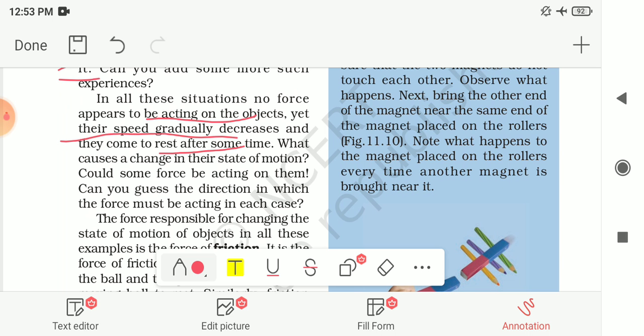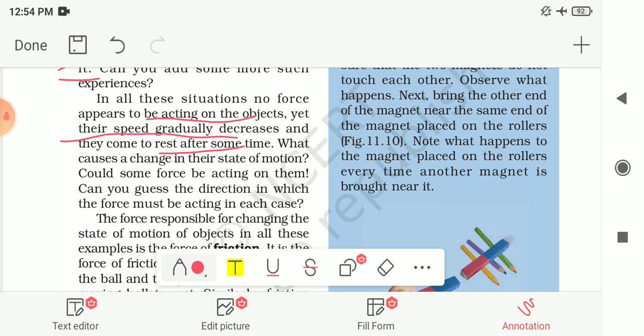However, the speed is gradually or slowly decreasing and they come to rest after some time. We had seen that if the speed of an object increases or decreases, then we can say that some force is acting on that object. So here in this case also, the speed of the object decreases, but here we cannot see the force, in which direction this force is applied or who is applying this force.